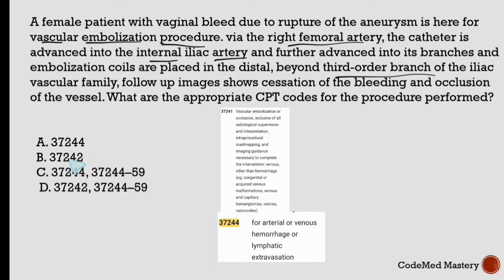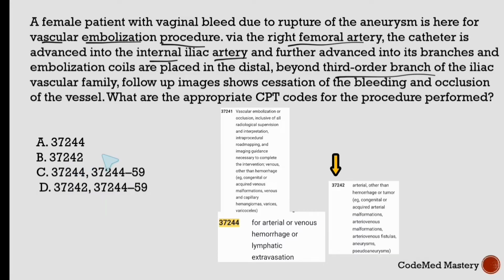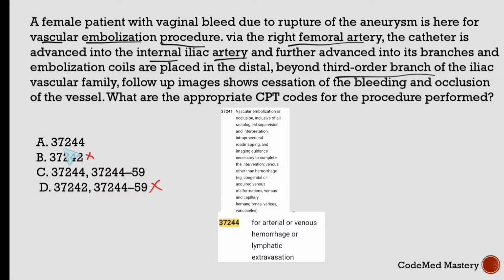Now let us check option B, 37242. 37242 is for vascular embolization or occlusion, arterial other than hemorrhage or tumor. But in our question, they have mentioned rupture of the aneurysm and there is vaginal bleed. So this is hemorrhage, right? So we cannot code 37242, which is for other than hemorrhage. So we'll eliminate the option which contains 37242. You can see option B, there is 37242. Option D also has 37242. We'll eliminate it. Now we are left with option A and option C.